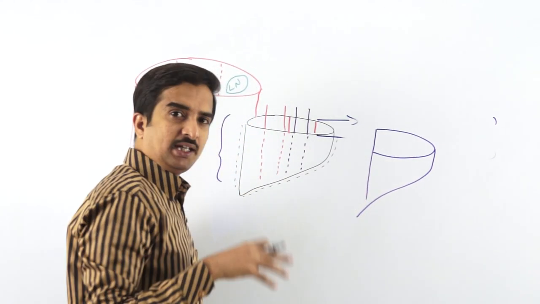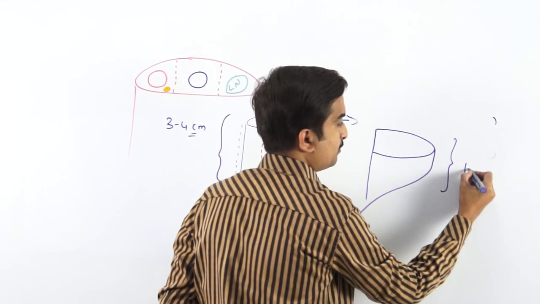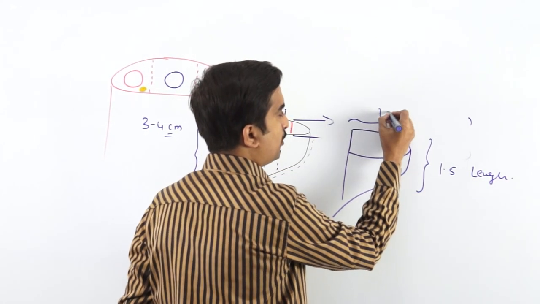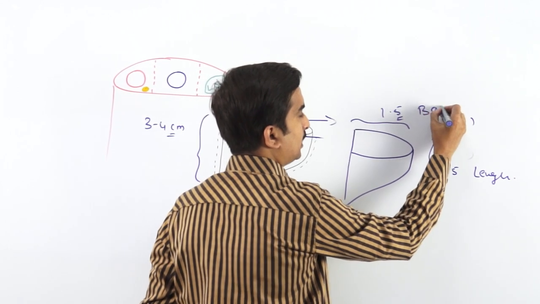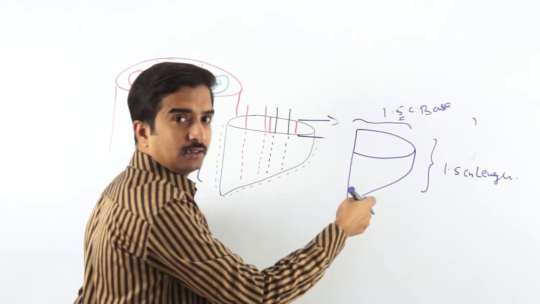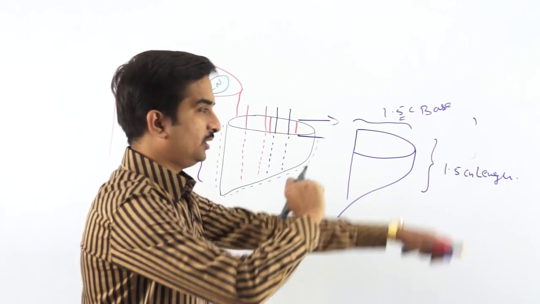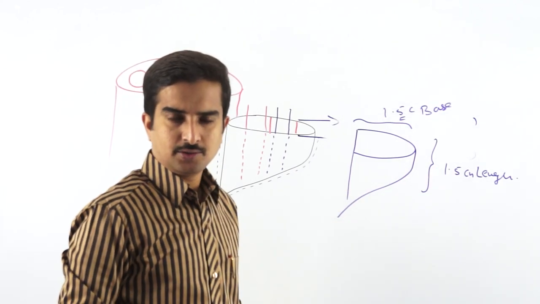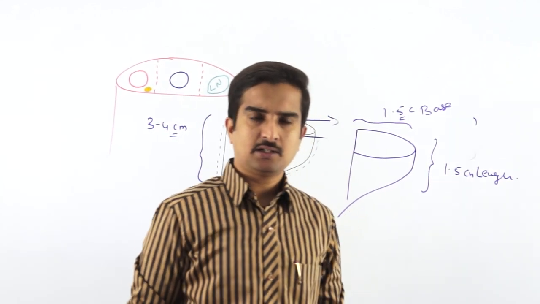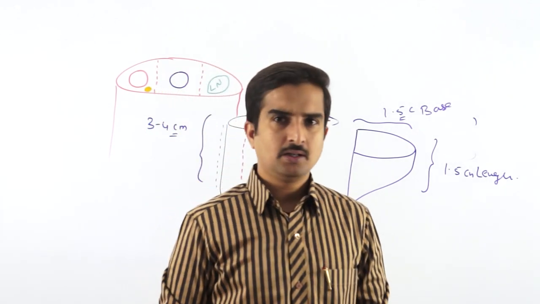If you see the extensions of the femoral canal, it is 1.5 centimeters in length and 1.5 centimeters wide at the base, right? So these are the extensions of the femoral canal. I am repeating here, what is the femoral canal? The femoral canal is nothing but the medial compartment of the femoral sheath, right?